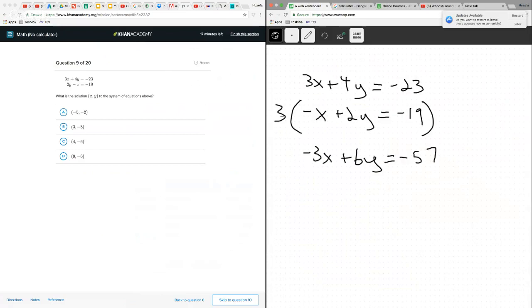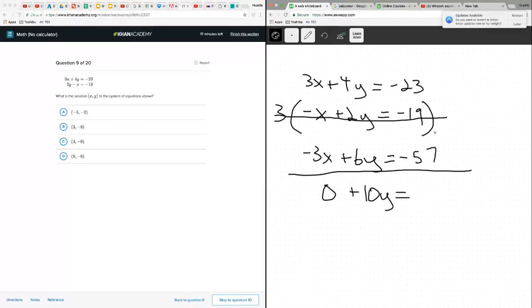Again, no calculator on this section. Why did I do that? Because I just knew you want to match up these to have a negative and a positive for one of the variables to eliminate them. So now the x's cross off. This becomes 10y. This becomes equals negative 80. Divide both sides by 10. And y equals negative 8.